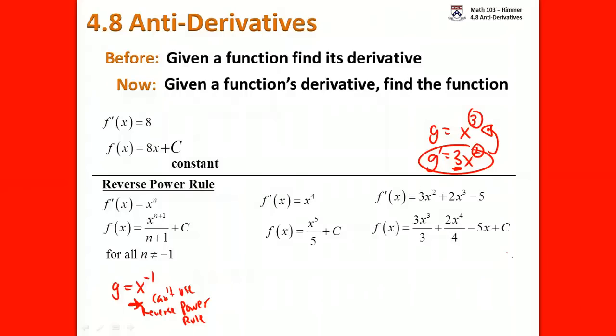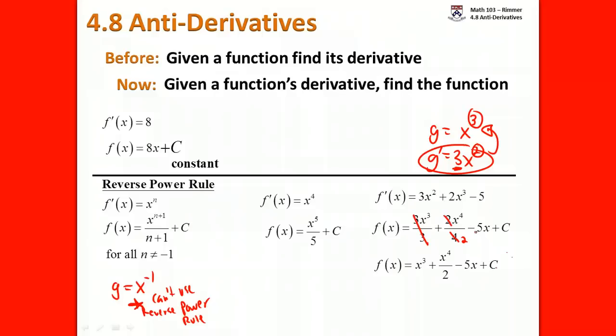Forgetting to do that will cost you a point. And then you simplify, of course. The 3's cancel. This 2 turns the 4 into a 2. So the function that has that polynomial as its derivative is x cubed plus half of x fourth minus 5x plus a constant.